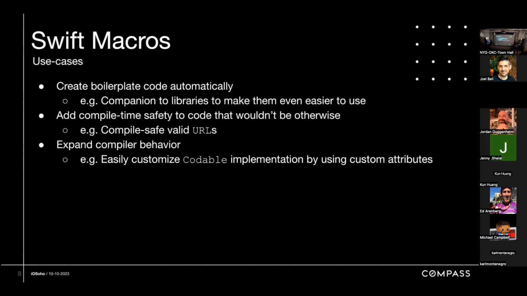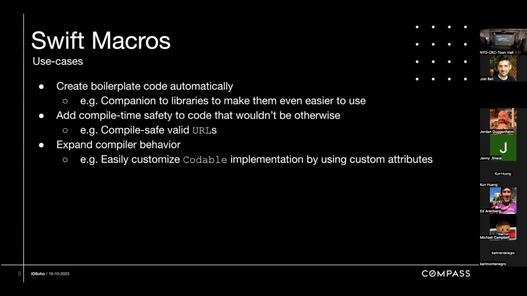You could also add compile-time safety to code that is not otherwise checked at compile time. So you probably have had URLs in your code where you just hard-coded a string, and then you just force unwrap it. There's not really a better solution here. But with macros, you can create a macro that will enforce that the URL is always valid at compile time, and instead of failing at runtime, if there's a typo, for example a space, it will just warn you at compile time or error out.